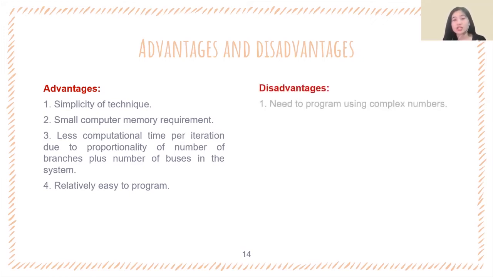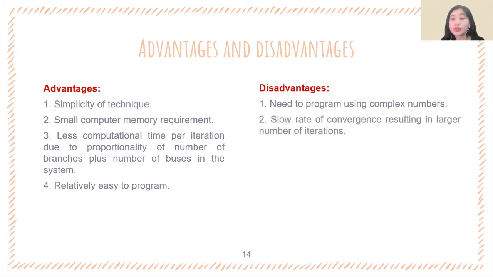As for our disadvantages, there is a need to program using complex numbers. And as future electrical engineers, we have been really aware of how complex numbers have been making a fuss in our college days, especially starting off with our circuits. The complex numbers have been, from the name itself, complicated. But there is a need to use them in the program to make it easier. Do you get it? We have to deal with complicated numbers to be able to create a simpler technique.